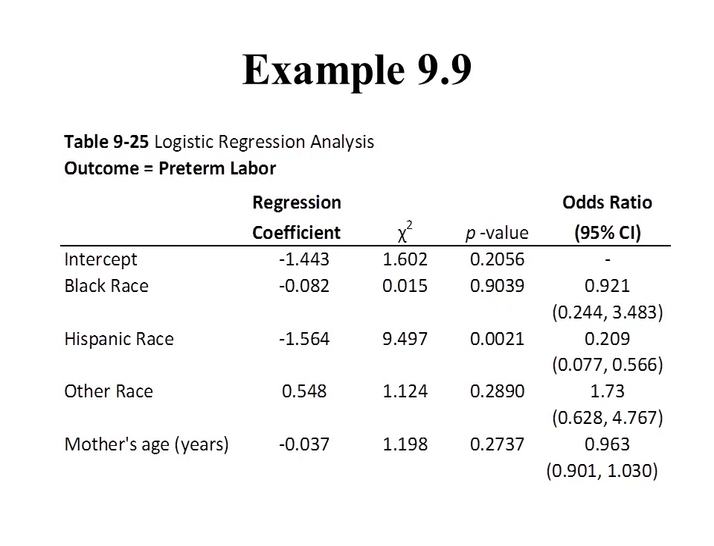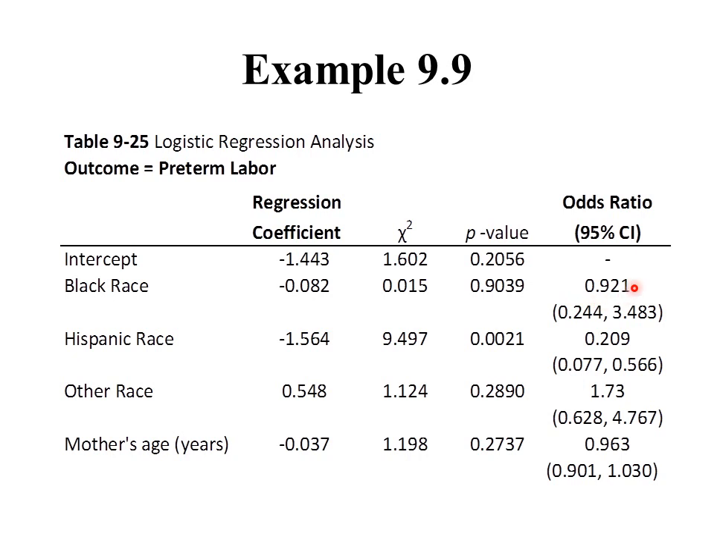Now here in this last column, they give the values of the odds ratio calculated using those regression coefficients. So they took e raised to the 0.9039, and they got an odds ratio of 0.921. Likewise, here's the odds ratio for Hispanic race and other race, and then mother's age.